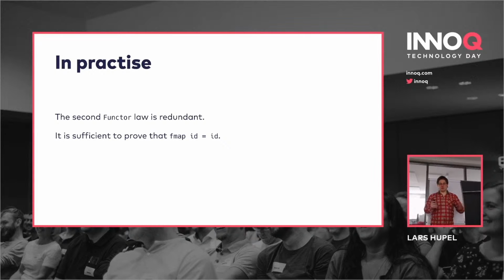And if you know that, you can prove from that the fmap f, fmap g law, the second functor law, is completely redundant. You don't need to prove it. It just comes out of the first functor law plus the free theorem that you get from the fmap type signature. That's really nice.